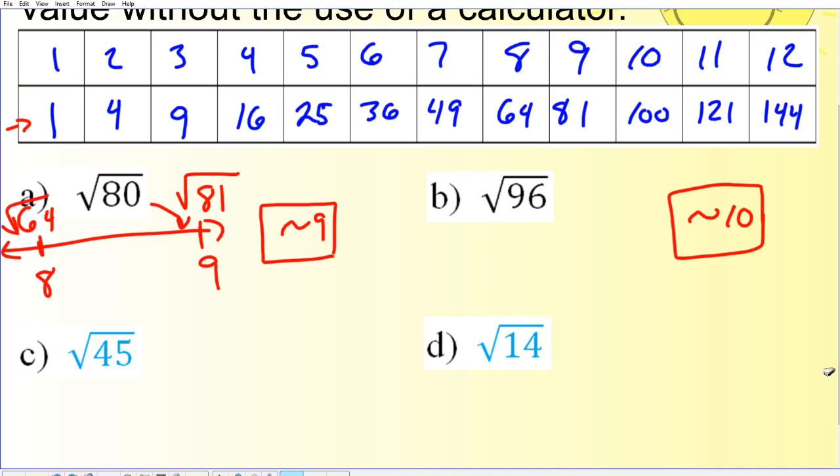So I'd like you to try these two, letters C and D. Go ahead and write them down on your paper. Give them a try. When you're ready to continue, hit play, and we'll go through it together.